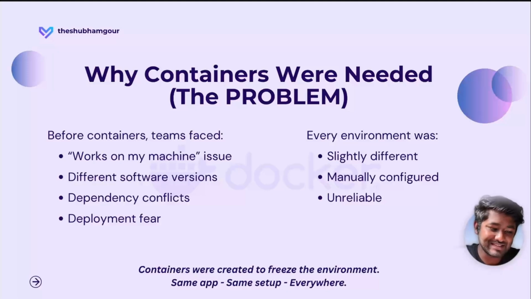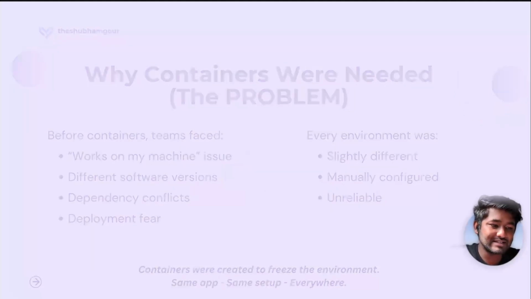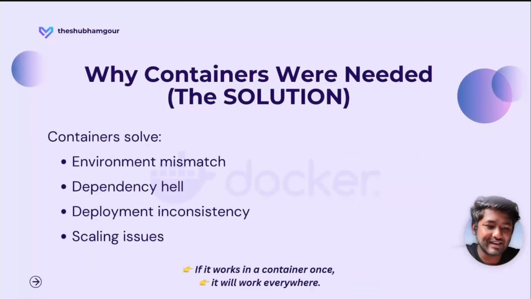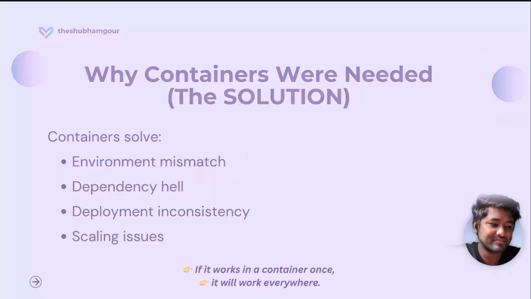So it was just like same app, same setup, and same ripples everywhere. Now let us see what is the solution that container solved. So it solved the issue number one, the most important, that is environment mismatch. Second, it will solve the issue of dependency. Third, it will solve the issue of dependency inconsistency. And fourth, scaling issues will be eliminated. So if a container works in a machine, it will work everywhere.